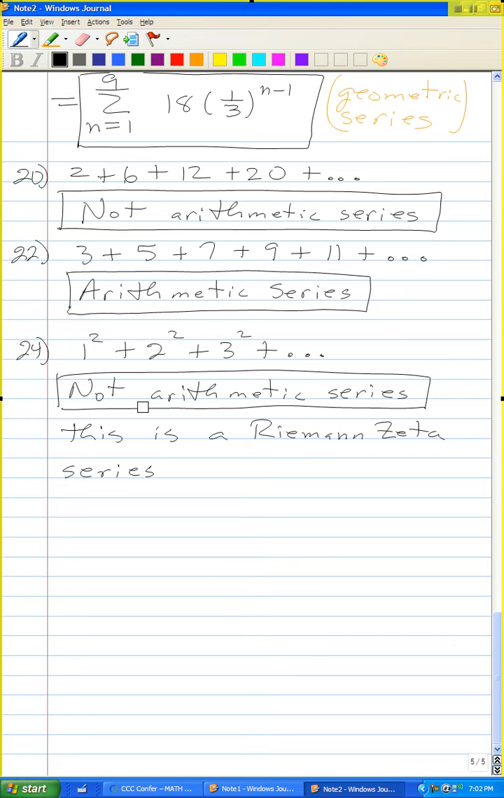Okay, so let's do problem 26. But before I do that, I guess I should derive something. And so the sum of the first n terms of an arithmetic series.